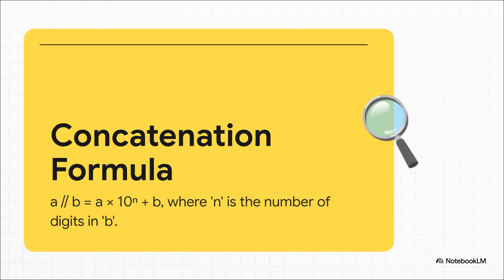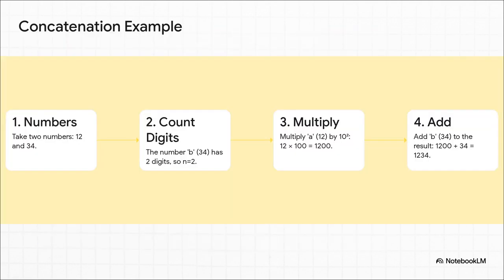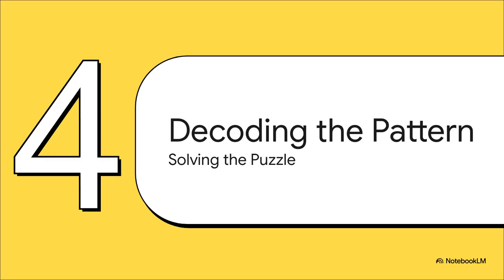It's a really clever way to turn that visual act of just sticking digits together into pure, clean arithmetic. Let's just walk through that real quick with our example, 12 and 34. So our b is 34, which has two digits, so n is 2. Easy enough. So we take our a, which is 12, and multiply it by 10 to the power of 2, which is just 100. That gives us 1,200. And for the final step, we just add b, which is 34. And what do you get? 1,200 plus 34 is 1,234. We just did concatenation using only multiplication and addition. Pretty cool, right?